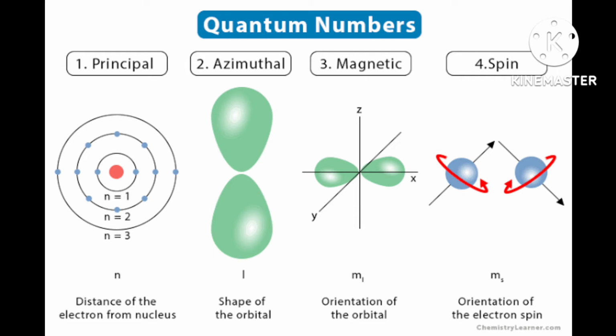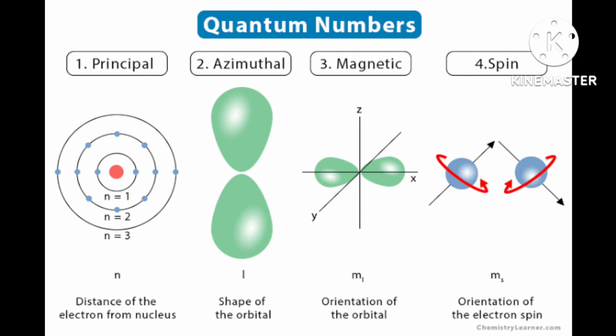In the second cell there are two subcells, L is equal to 0, 1. When n is equal to 2, then two subcells. What are those two subcells? 0 and 1. Then 0 is called S, 1 is called P. Keep in mind all the important things are there.